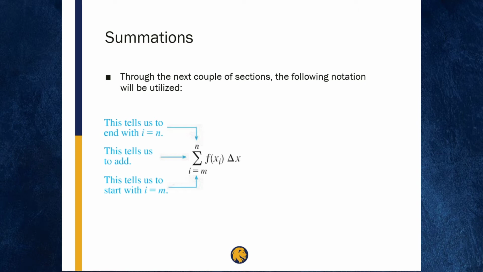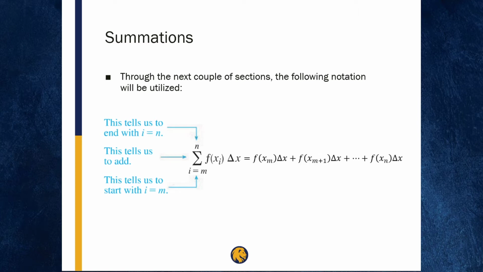The lower number, the i equals m, tells us the number to start with, and the top one tells us the number to stop counting for with n. So we read this as the summation i equals m to n.